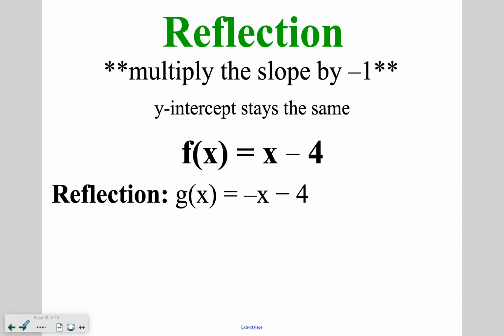The last piece, the last possible transformation we have is a reflection. This is the easiest one to identify and solve. This is what occurs when you multiply the slope by negative 1. Once again, your y-intercept stays the same. So I go from x minus 4 to negative x minus 4.